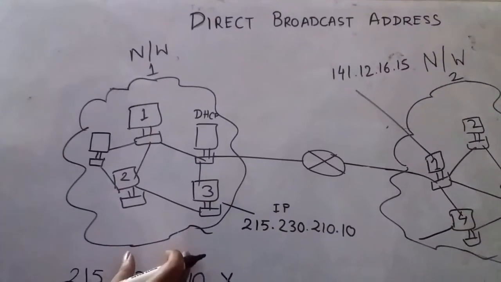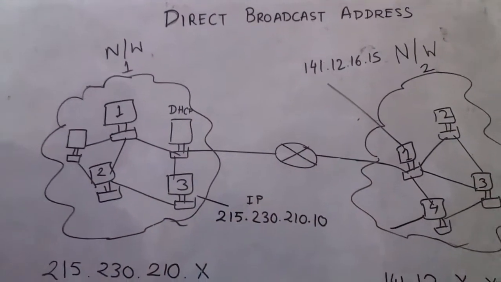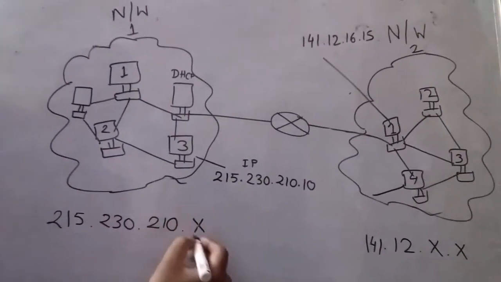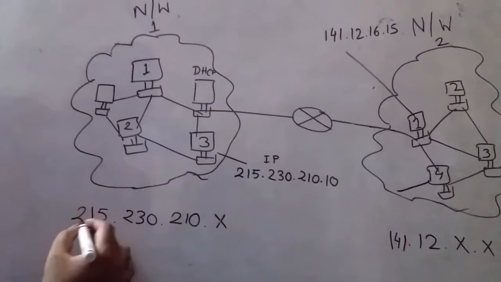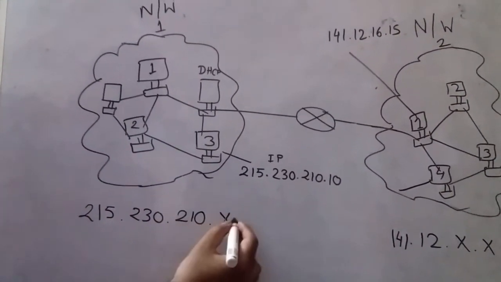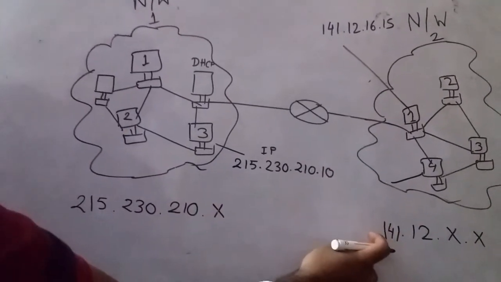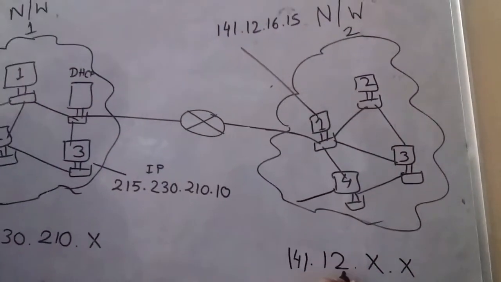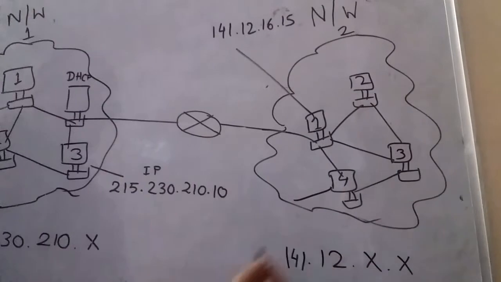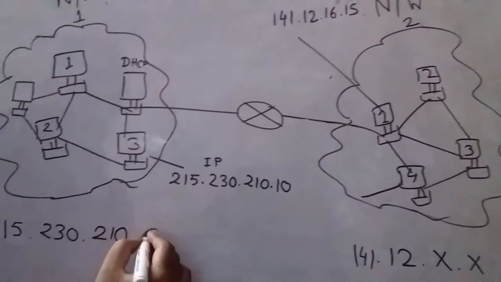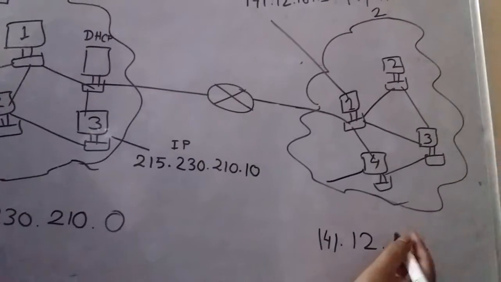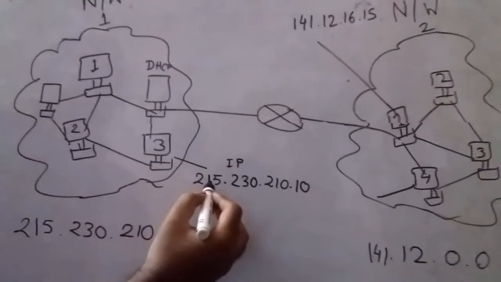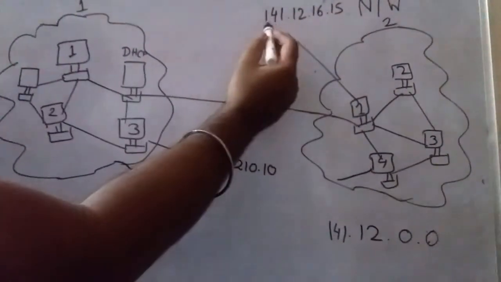Suppose this is network 1, this is network 2. Here the network ID for this network is 215.230.210 and x is the host ID, because this is a class C address, 24 bits is the net ID and the remaining part is the host ID. This one is a class B address. So here 16 bits is the net ID, 16 bits is the host ID. So here you can see it will be 0 and it will be 0. That is the net ID for this network. Now suppose this computer has this IP address, and this computer has this IP address.